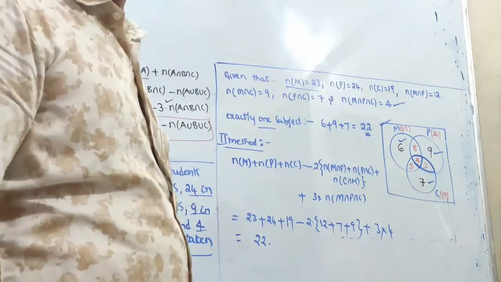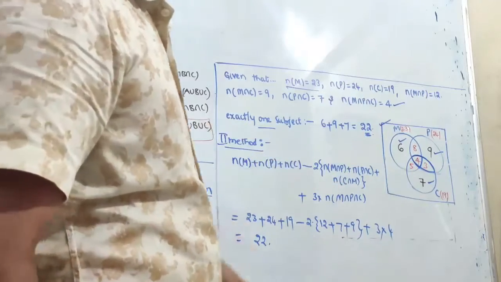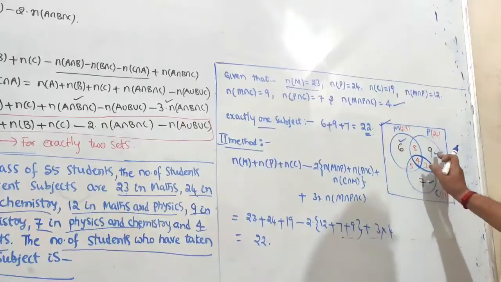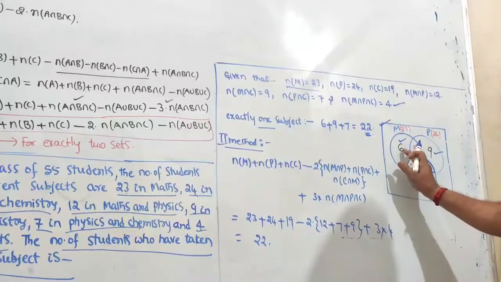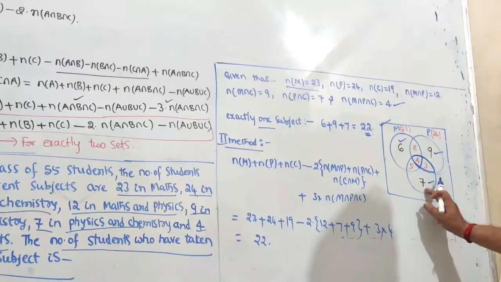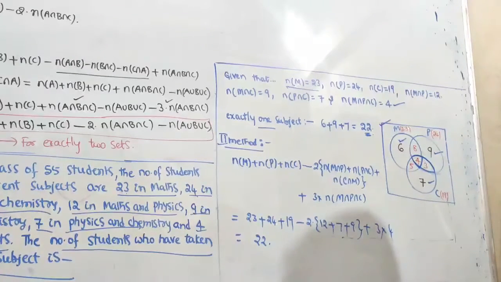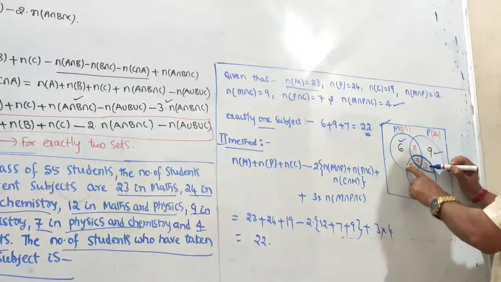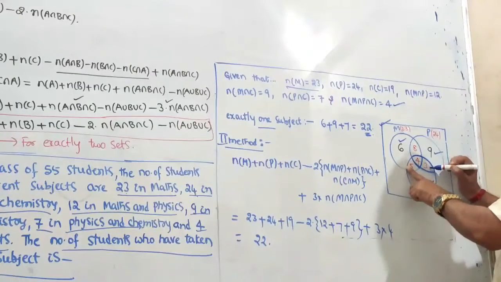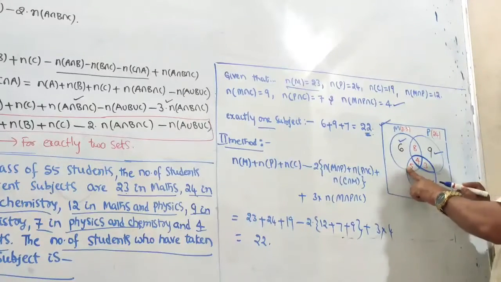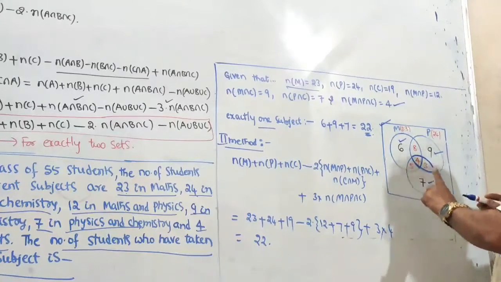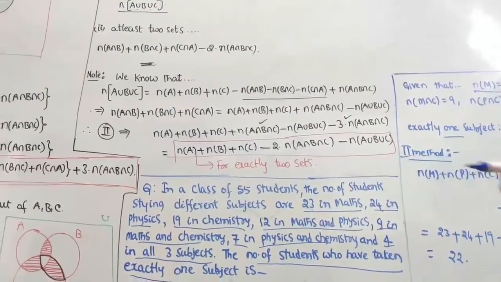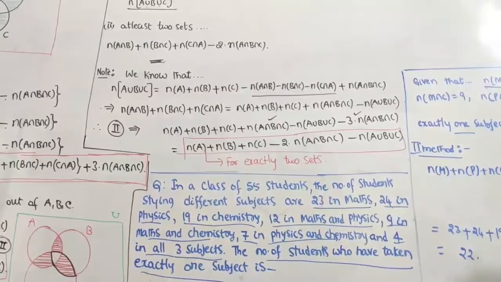My best suggestion is that you follow the Venn diagram, because in this Venn diagram we can find exactly one set. Exactly one set means only M, only P, only C. Next we can find exactly 2 also. Exactly 2 means this one, 8 plus 3 plus 5. It is exactly 2 sets. Next exactly 3 sets means N of A intersection B intersection C, just it is 4.